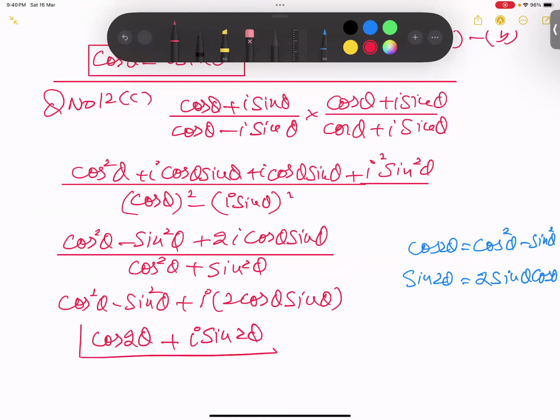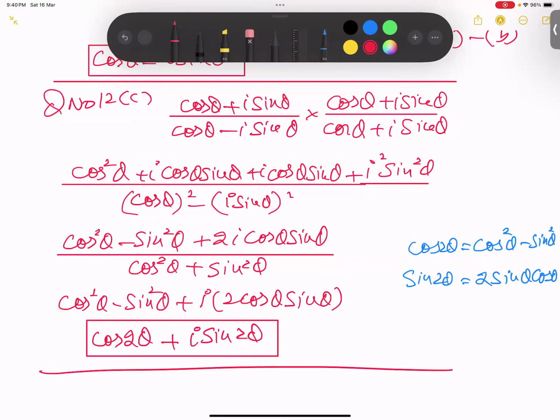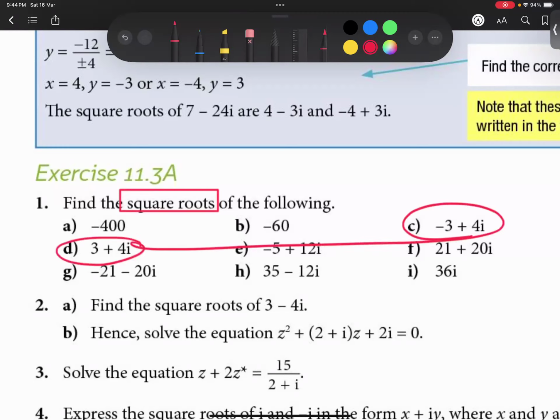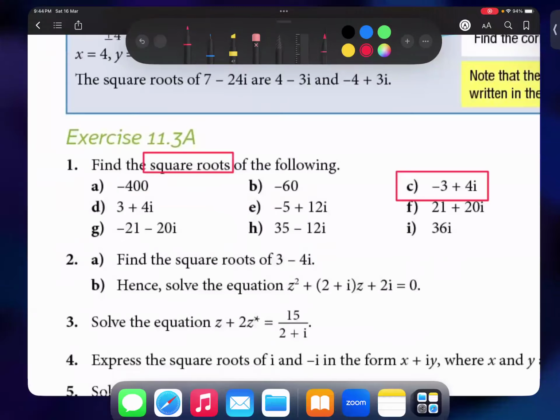Alhamdulillahi rabbil alameen. I believe the point is very clear. And let's go for the next plan. Okay, students, now I want to go for the next plan, and that is the square root plan: how to find the square root of any complex number. Okay, so I think I can take a question from here. This is so simple, so I take a little complicated one: -3 plus 4 iota. So -3 plus 4 iota.